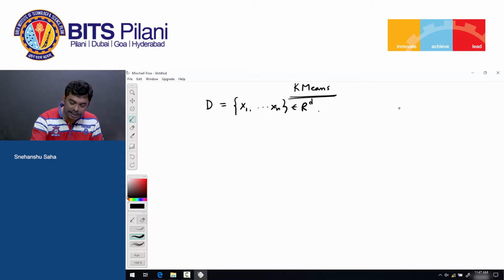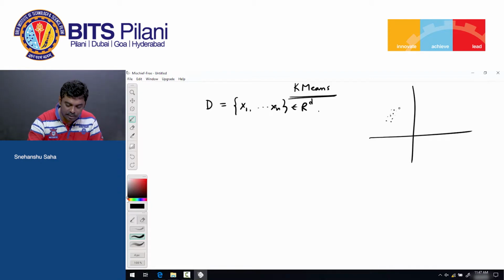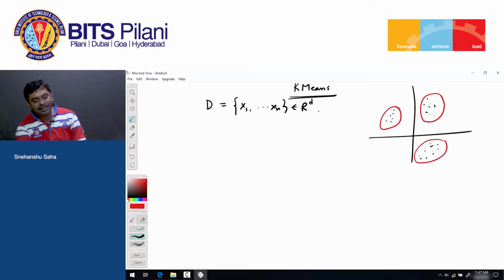Typically the ideal situation is like this. I have some data points here, I have some data points here, and I have some data points here. Intuitively or visually speaking, we say, okay, these three seem to be good enough.